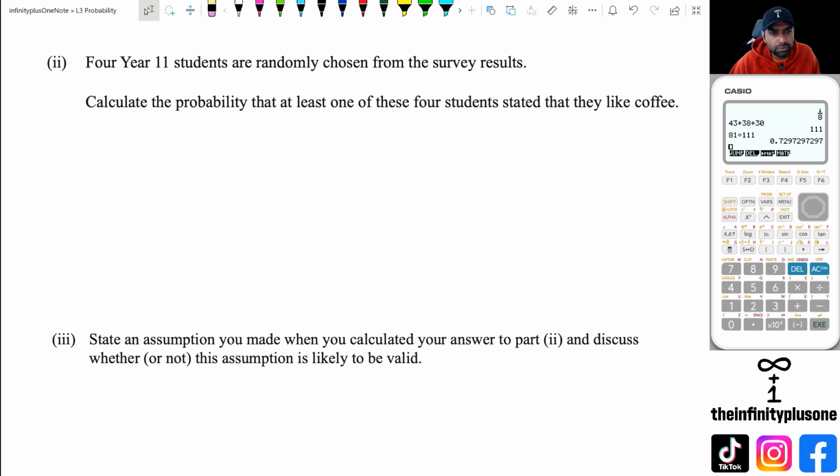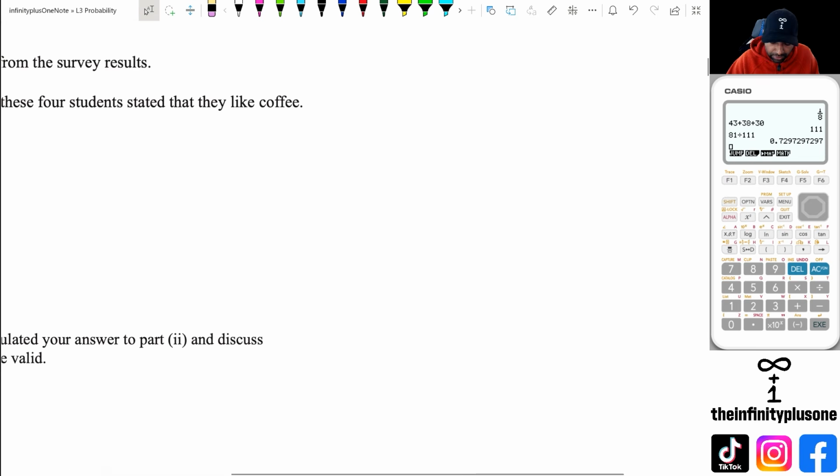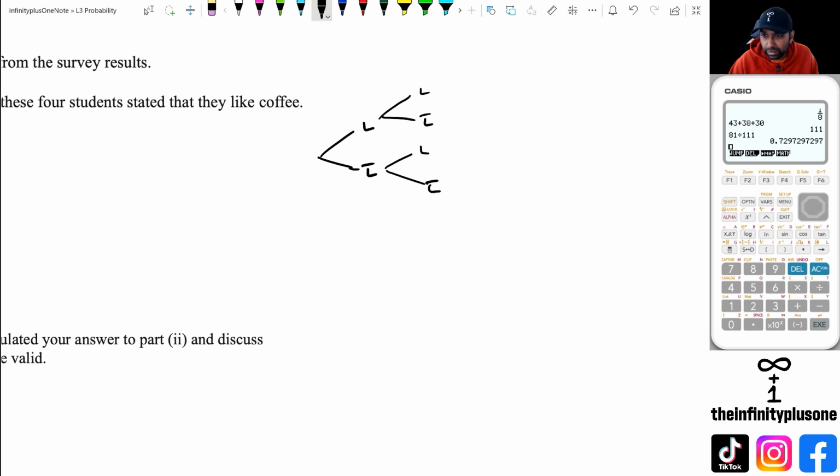With this question, we've got 4 year 11 students chosen randomly, and we need to calculate the probability that at least one of these 4 students stated they like coffee. If you think about it, you've got to think about it in probability branches. Basically you've got 4 students, so we can potentially have they like or they don't like, and then you just keep going, like and don't like, and don't like. So this is your first student, your second student, your third student and then your fourth student.